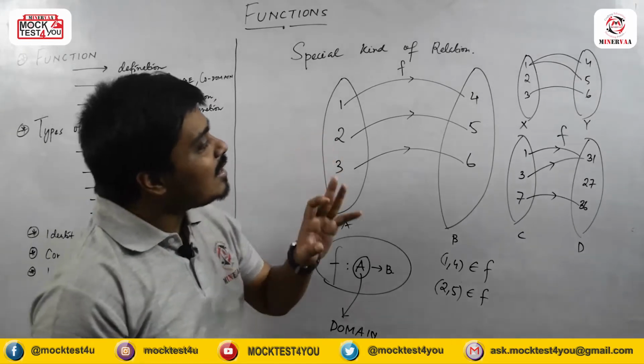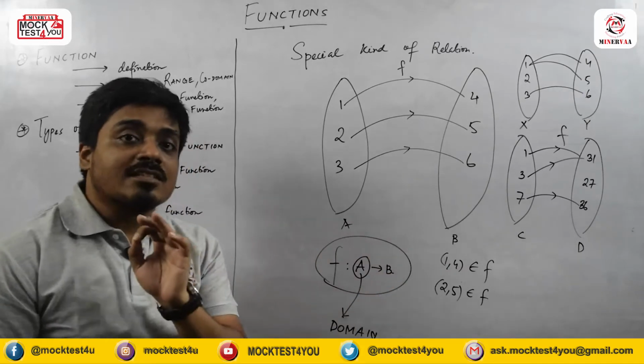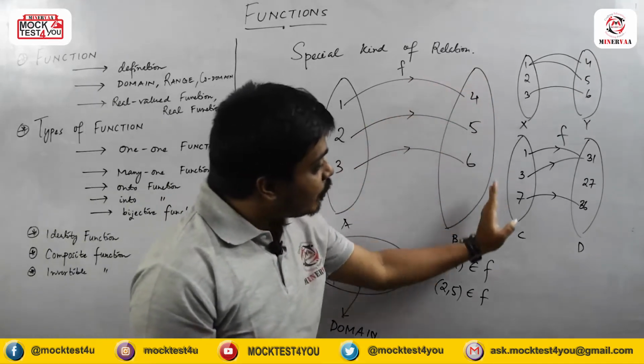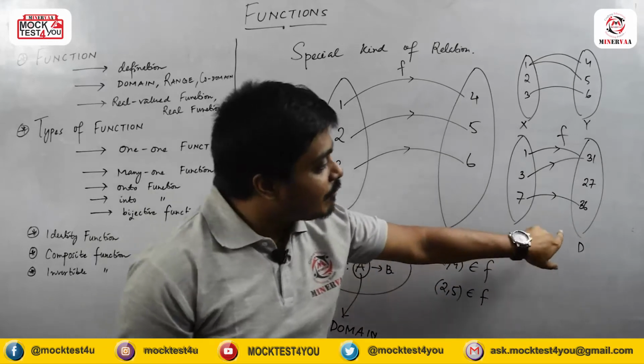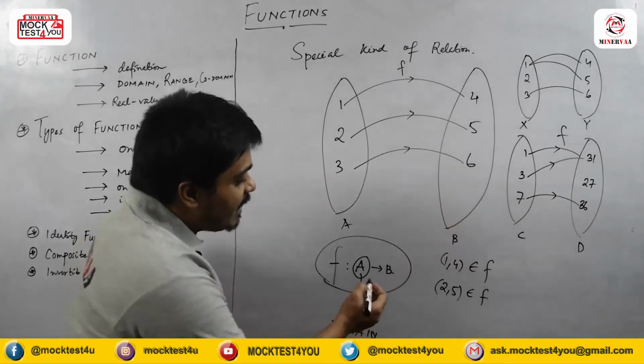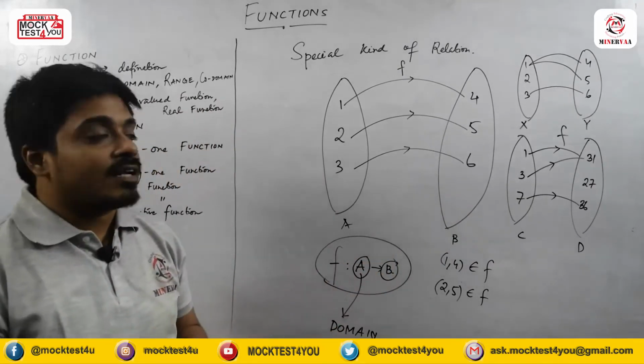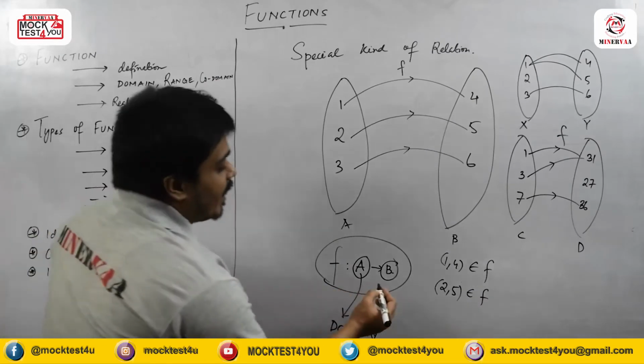Now the next one, what is the range? Range is, look here carefully. Now you will say, sir, range is B, A to B. Listen very carefully. Here for this one it's correct, range is B. But for this one, is it correct? This one's still a function, right? So this B does not give us the range. This B is actually what? This B is nothing but codomain.